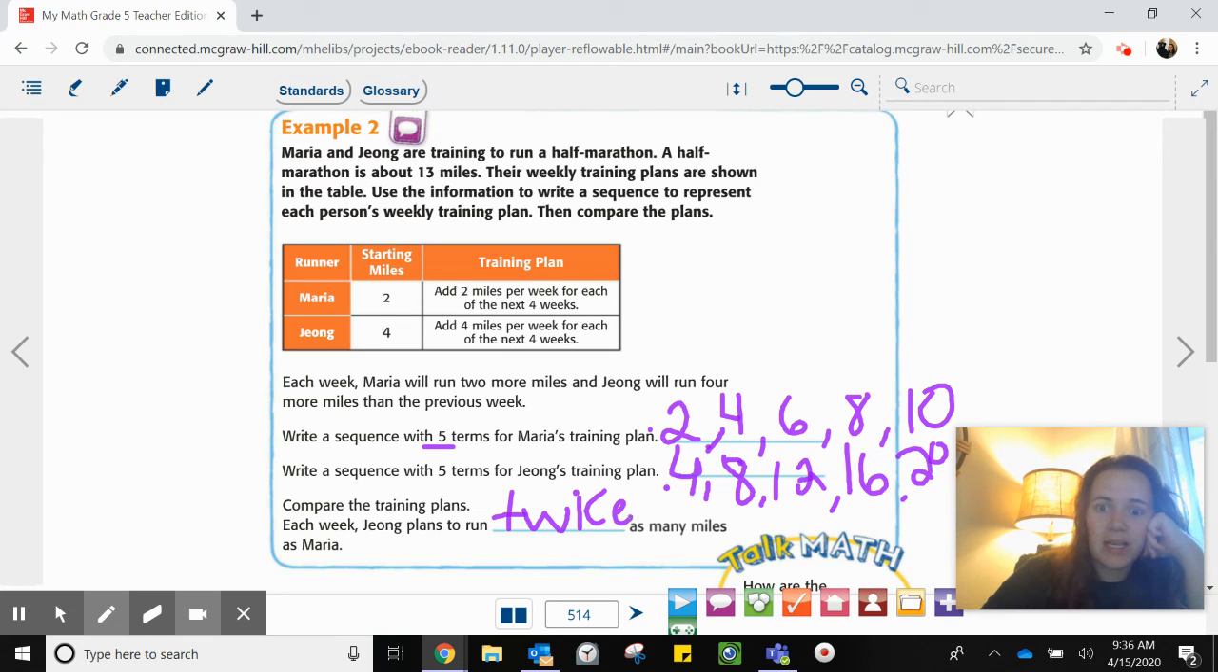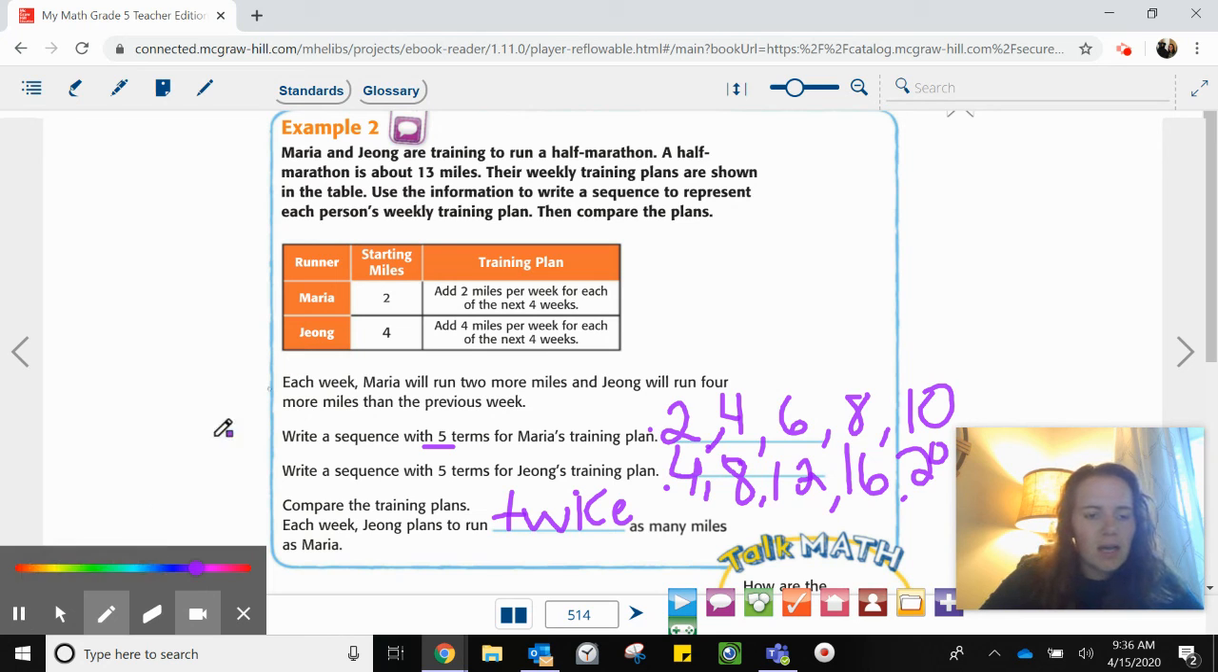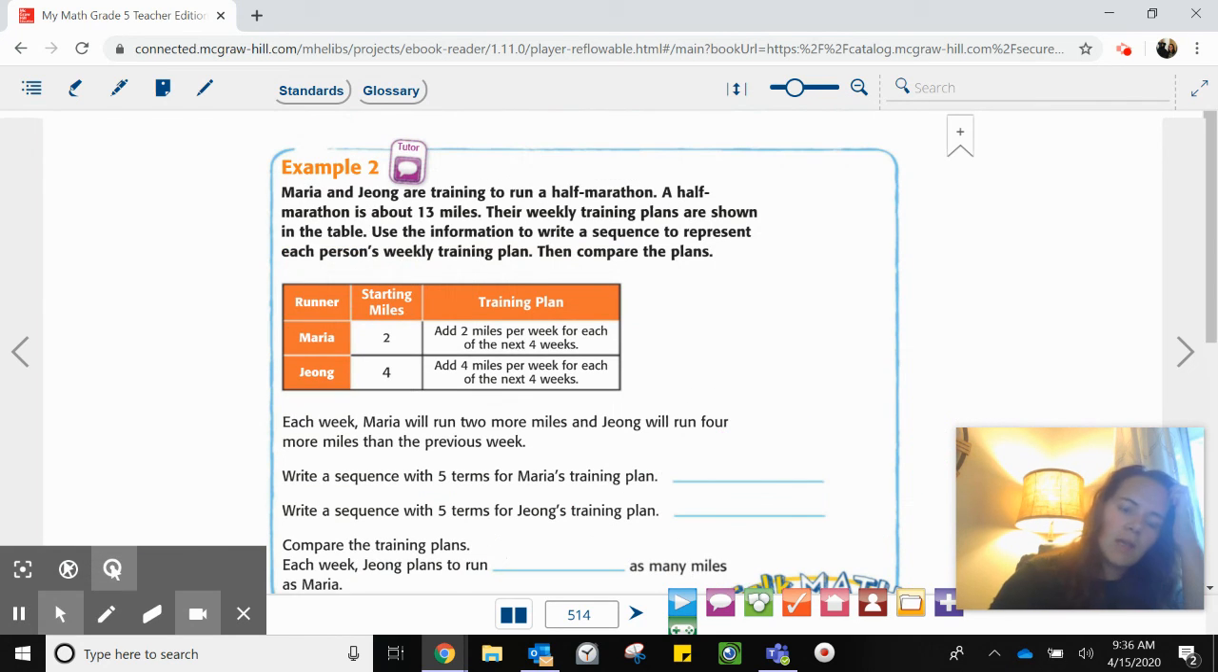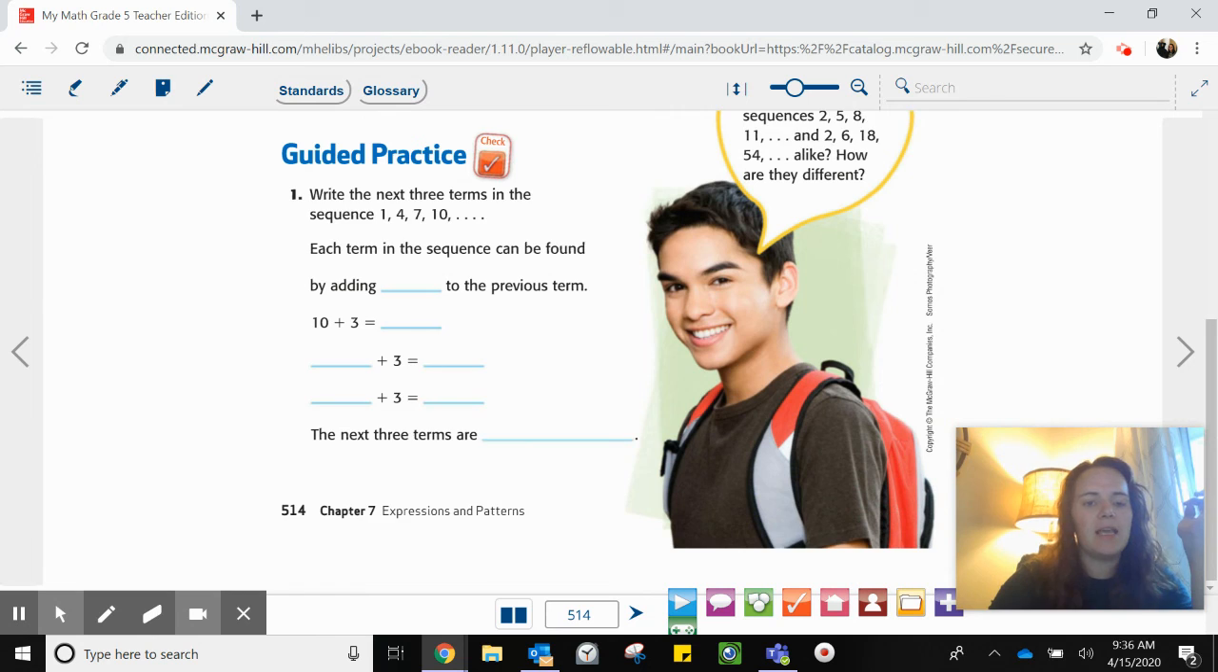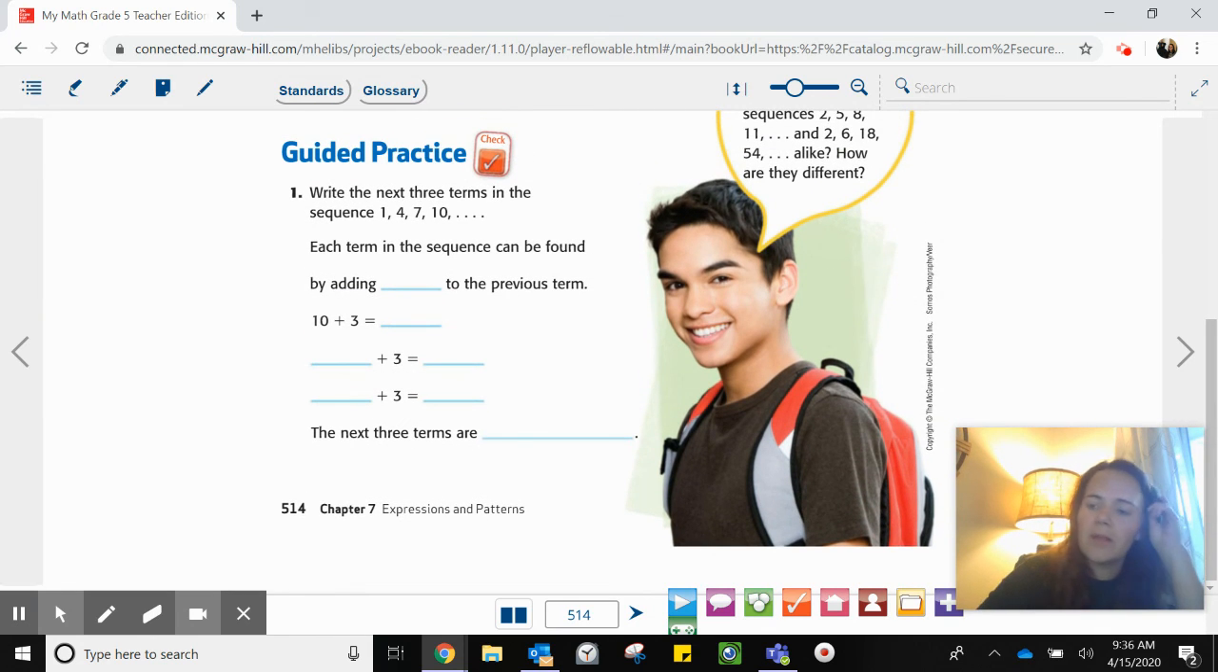Notice how I checked each term in the sequence before I decided that that was in fact the pattern. Because like I said, sometimes there are patterns that try to trick you that work for the first 3 and then stop working after that. All right, let's scroll down and do the guided practice together. Go ahead and do this one, then pause the video and check back in with me.